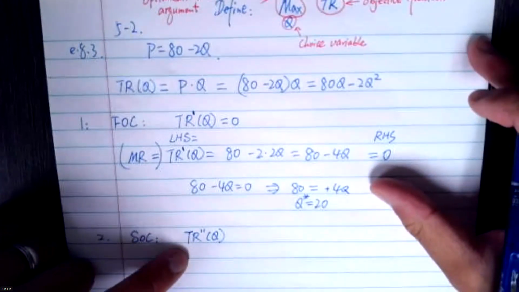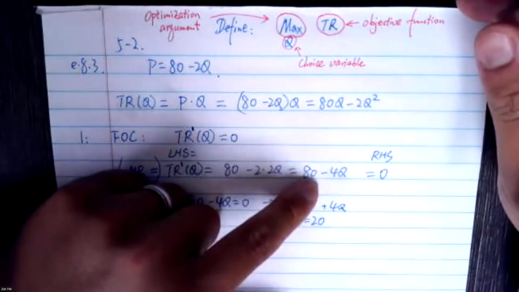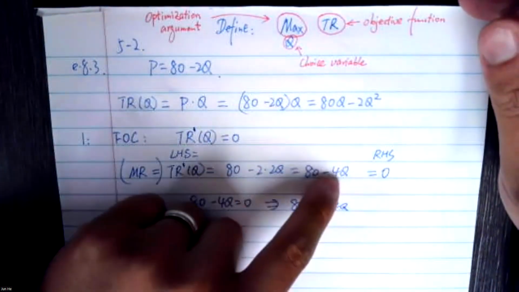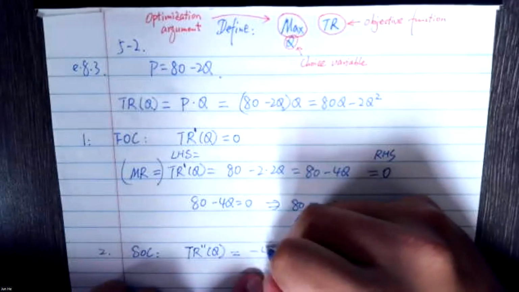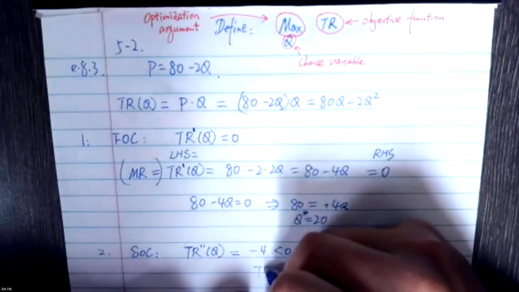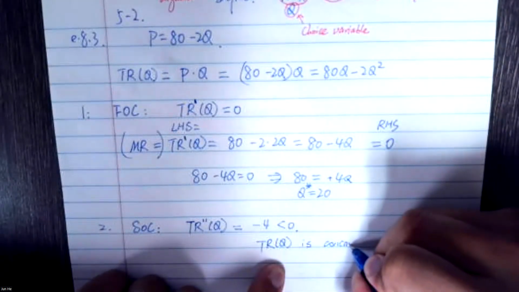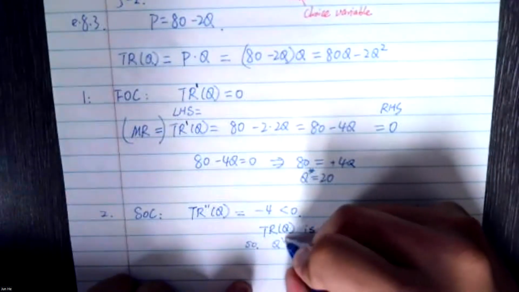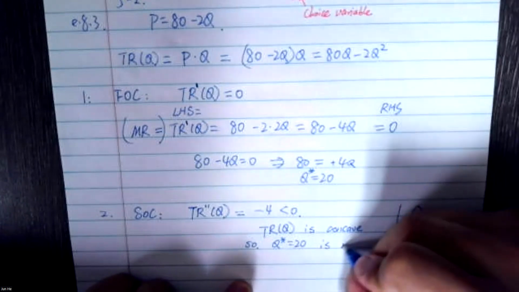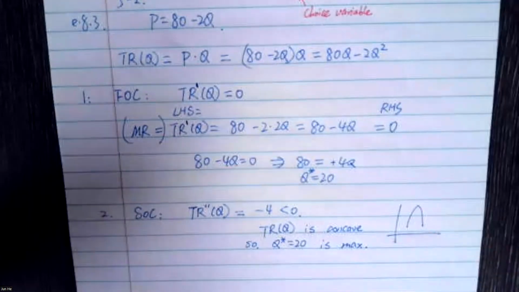Okay, so the second order condition is to derive the second order derivative, right? And we are utilizing our first order derivative. Then we just take a further step, do another derivative of this 80 minus 4Q. So the result is minus 4, smaller than 0. That tells you the total revenue function is concave, like this. So Q star equals 20 is a maximum. And when Q equals 20, the total revenue is maximized.